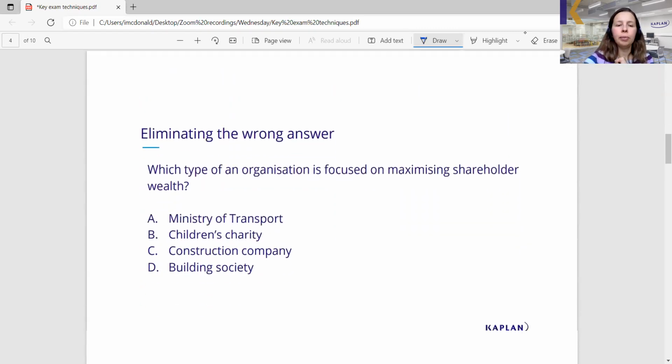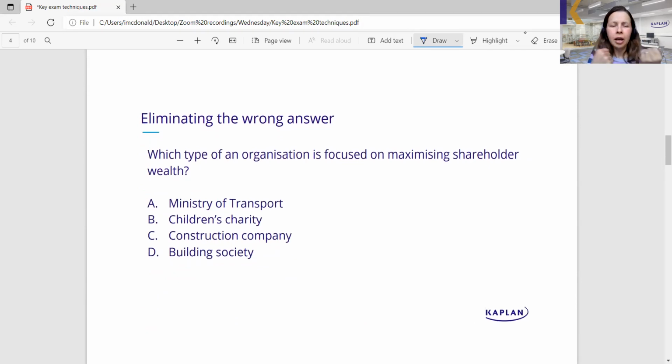Let's now move on and have a look at the second technique. How do we eliminate clearly wrong answers? So now we've learned we need to read the question requirements carefully, and we're looking at the type of organization that focuses on maximizing shareholder wealth. So we're thinking, okay, shareholders, those are owners of companies. They also want to get a return in terms of dividends and share price increases. So what could possibly be wrong?